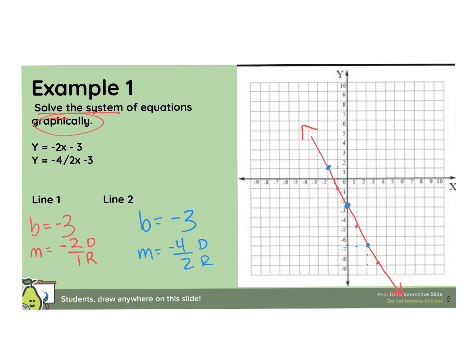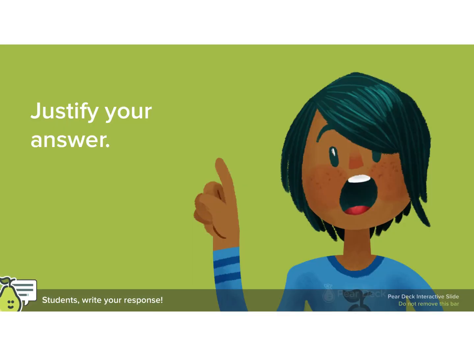So these points are all on the same line. So since it's the same line, that means I have infinite solutions. Well, I can't check it today because there's no solution to check. So how do I know that it had infinite solutions? Because the graph was of the same line.